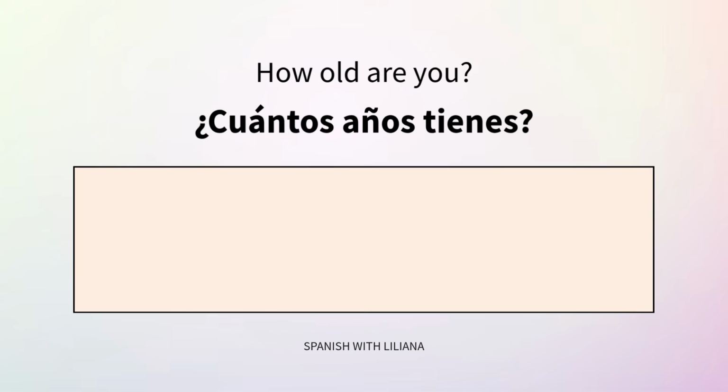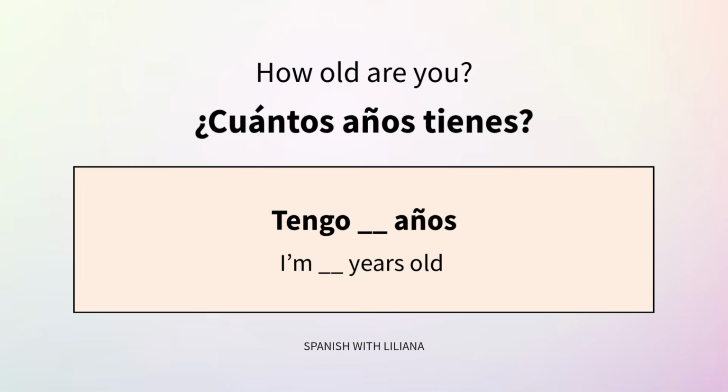All right, the next question and structure that we're going to use is ¿cuántos años tienes? ¿Cuántos años tienes means how old are you? So in Spanish, we have years. In English, it's more like a state, a condition. So to answer in Spanish, we use tengo and then the number plus años, like we saw before. Tengo 30 años. I'm 30 years old.